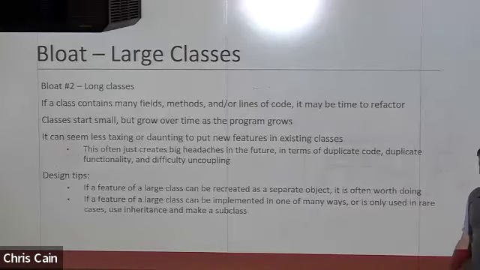If there's a feature of a large class that can be implemented in one of a bunch of different ways, and you only use it in rare cases, rather than trying to fit all of that into a single class, you can use an inheritance hierarchy where you have subclasses that represent that behavior and the different ways that behavior can be instantiated. We'll actually talk about this as a design pattern because this is so commonly seen. But you can use inheritance and make some number of subclasses that represent that behavior, and that will be significantly better than trying to bake all of that behavior into a single class.